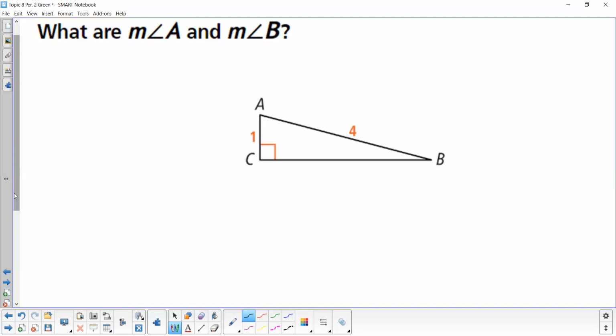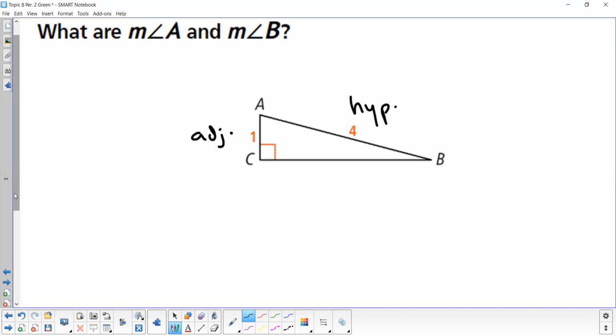If you're at angle A, then we should label our sides correctly. One is going to be the adjacent, it's next to angle A. 4 is the hypotenuse. And A is going to be the theta, or the angle that we're solving for.